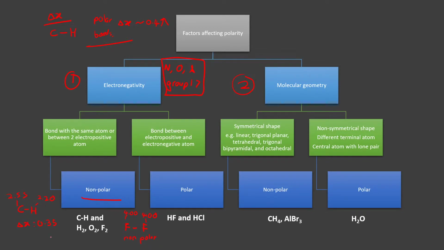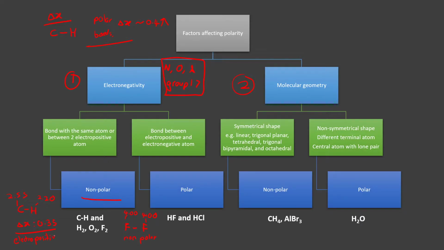Dan korang tekan calculator, 2.55 tolak 2.2. No, congak. Okay. So, kalau you tengok, the difference is lower than 0.4. So, it is non-polar. Plus, kalau you tengok, atoms that are around the 2 value there is considered as electropositive.